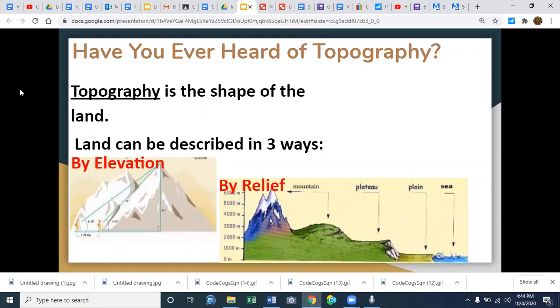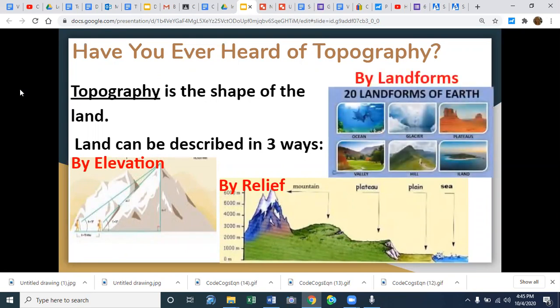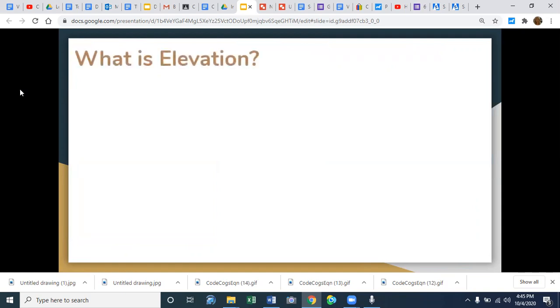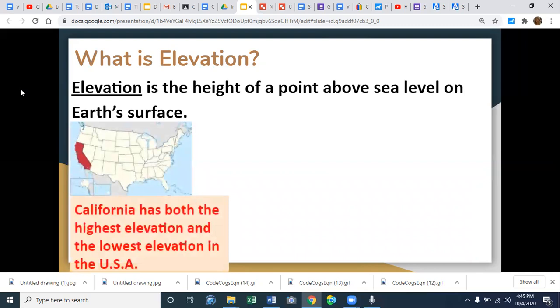And in math, you've been learning that sea level is at an elevation of 0. And the third way that you can describe land is through landforms. You will be learning 16 different ones today. What is elevation? Elevation is the height of a point above sea level on Earth's surface. So mountains have very high elevation. Flat plains have very low elevation. California actually has both the highest point and the lowest elevation in the United States of America.